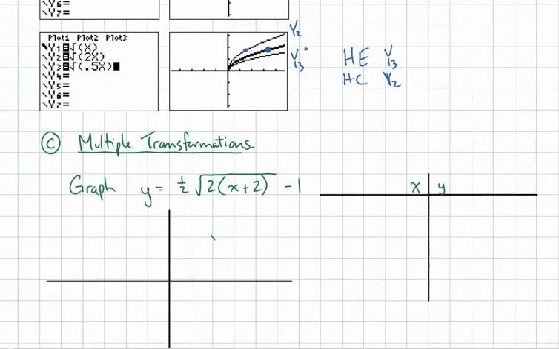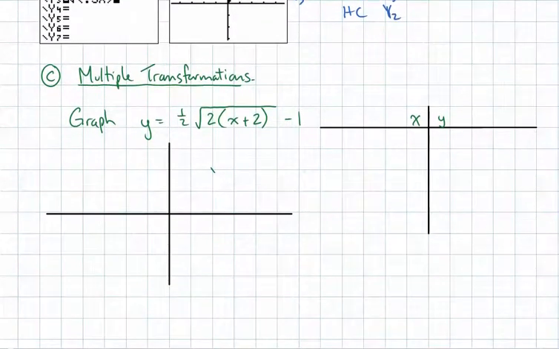Now, what do I do with multiple transformations? Well, we're going to do order of operations. Now, there's a couple ways we can do this. You've been shown how to put these together graphically one at a time. I'm going to show you something else that we can do. Consider y equals square root x.